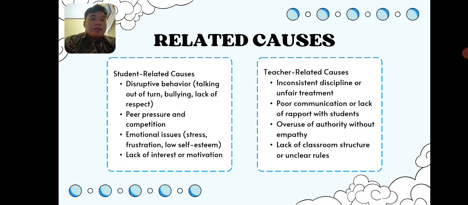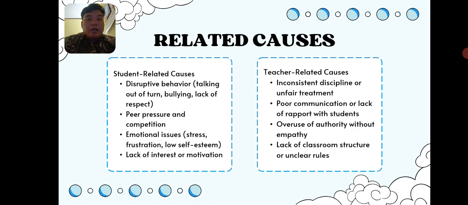Okay. Next is teacher-related causes. Inconsistent discipline or unfair treatment, poor communication or lack of rapport with students, overuse of authority without empathy, lack of classroom structure or unclear rules. Teachers also play a role.